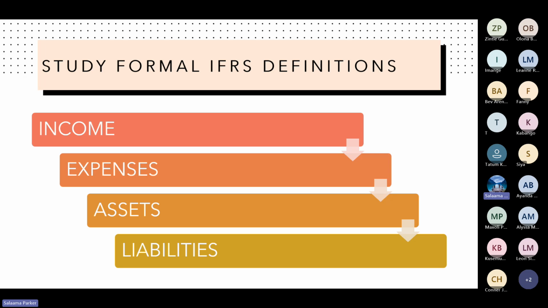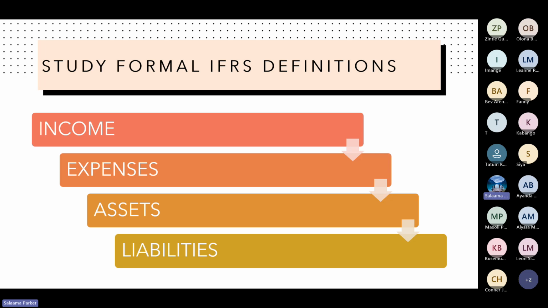Okay. For income, for expenses, assets is on page 26. The liabilities is on page 28. It's the definition in the little block and it says definition. Okay.